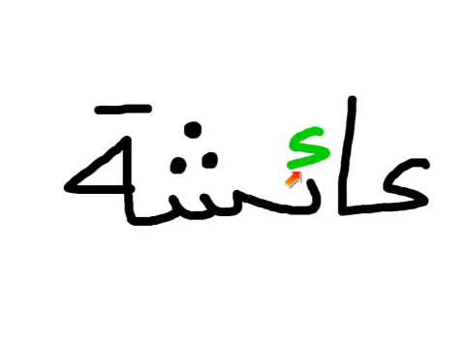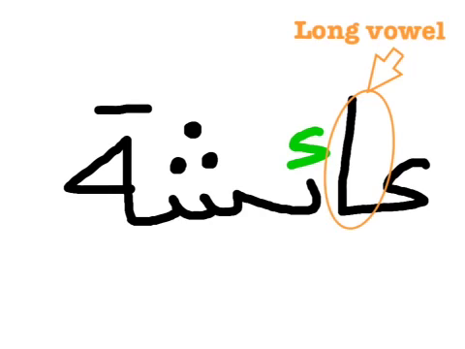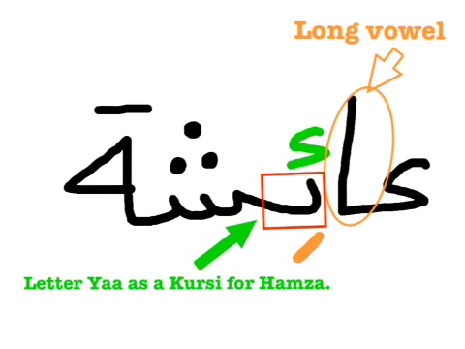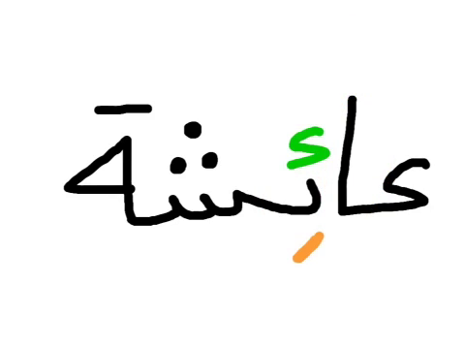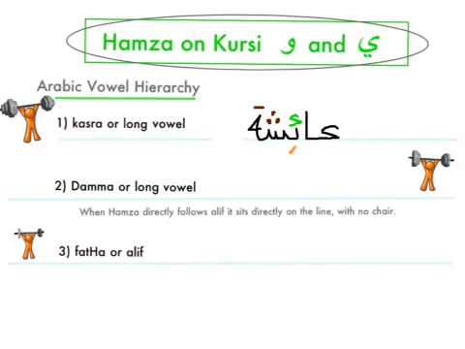Here you see Hamza is surrounded by a long vowel, and beneath Hamza we have kasra. And here, as you see, the letter ya serves as a seat for Hamza. And notice it doesn't have any dots. As we explained earlier, kasra is the strongest vowel. When Hamza is surrounded by kasra, the chair for Hamza would be ya. Once again, when Hamza is surrounded by kasra or long vowel, the chair would be ya.